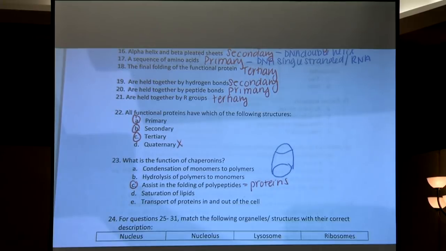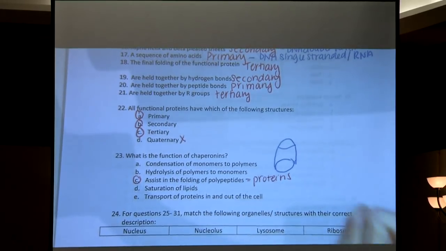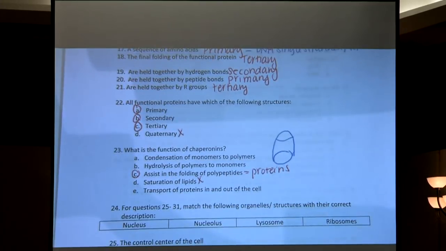Does it also work in anything else? Is it just proteins, or do we also need it for, say, lipids? No. All right, it's just going to be our proteins. Our proteins are the only things that are going to have to fold. All right. And it's also not going to help with transport. It's just going to stay where it is.